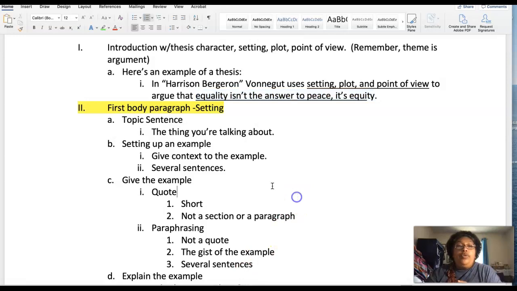Okay, so I'm using Harrison Bergeron. I'm using these 3 things to analyze, and I am using this argument. I'm saying that these 3 things build up to that argument.